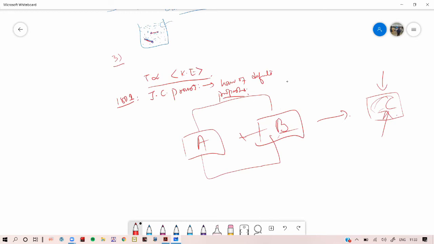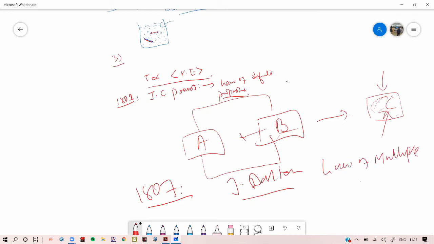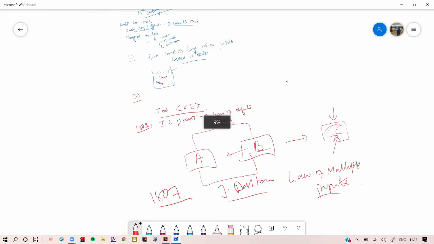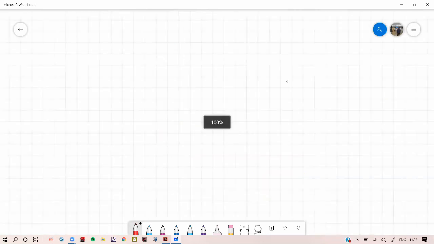In 1807, John Dalton proposed the law of multiple proportions. He combined different gases in numbers of 1, 2, 3, and in this way he studied them.